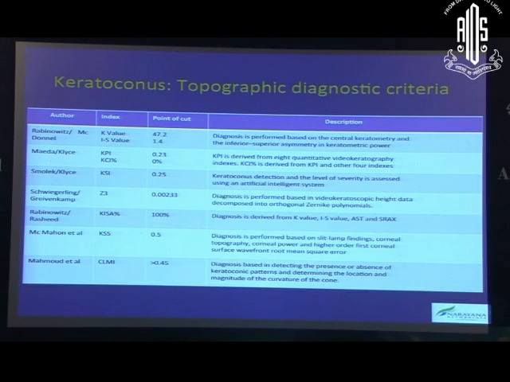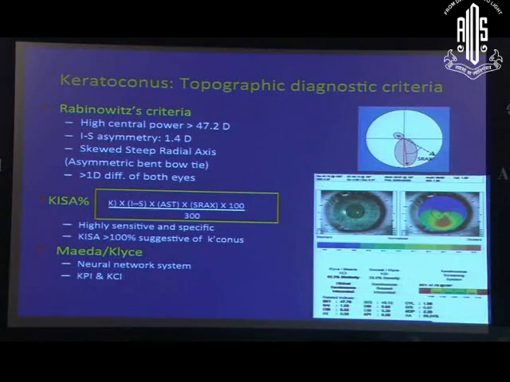Now, there are a lot of diagnostic topographic criteria that have been reported in the literature. I don't think I'm in the mood to go through them, and neither would I advise you to. What your teacher remembers, you should remember. That is the Rabinowitz criteria. Though it's an oversimplified thing, it's quite nice and quite simple. So, the central power, which is the very steep part of the cornea, is more than 47.2. The superior inferior asymmetry is more than 1.4, and the axes are skewed, meaning both axes are not in the same line. And this is what the Rabinowitz criteria is about.